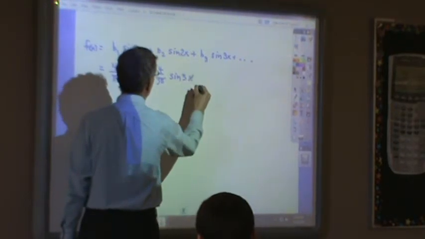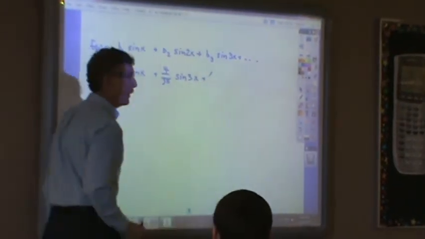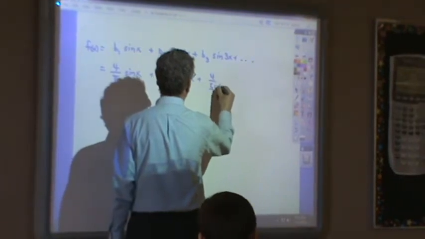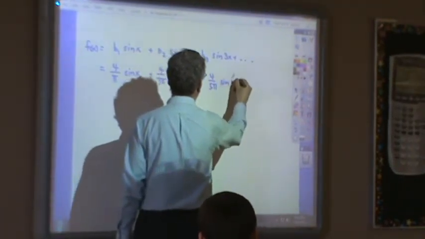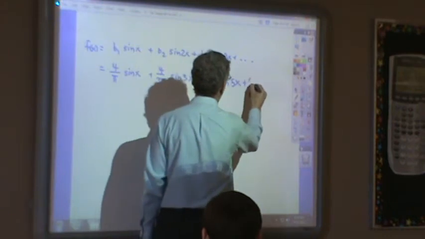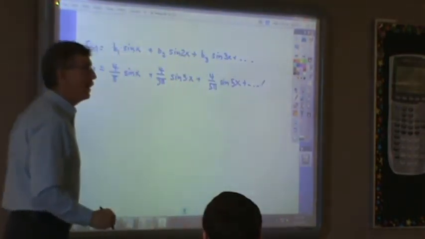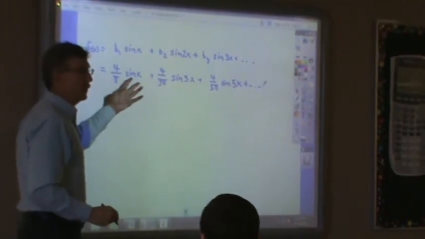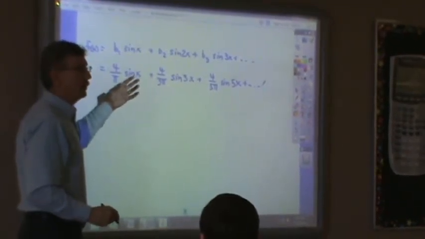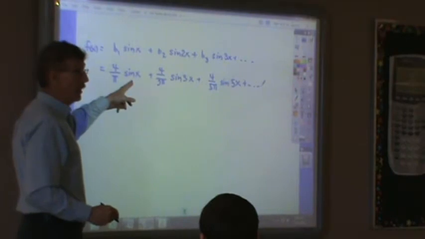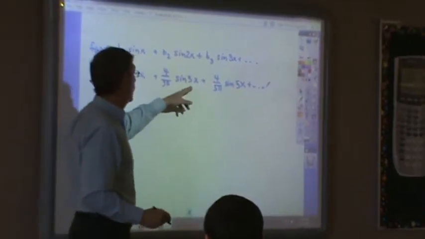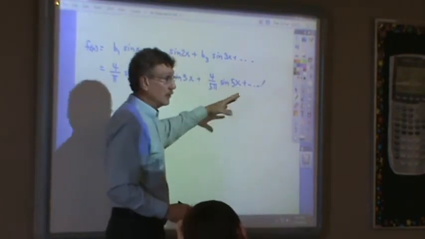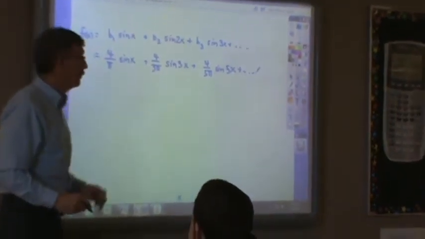Sine of 3x, and now the pattern is clear. 4 over 5 pi, sine of 5x, and so on. In other words, we have just found the frequency components associated with a frequency of, what would this be? Frequency of 1 over 2 pi. This is the frequency 3 over 2 pi. This is the frequency 5 over 2 pi, and so on. So now we know the frequency components.